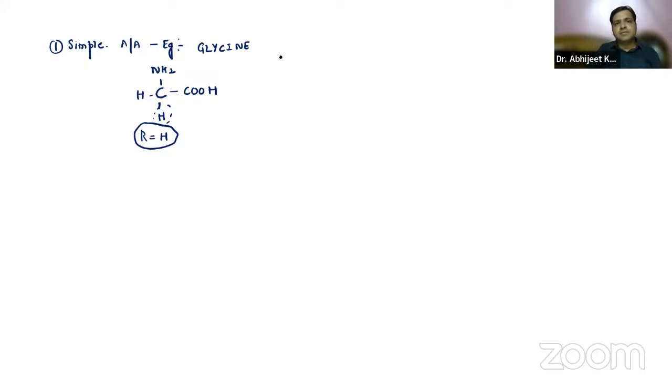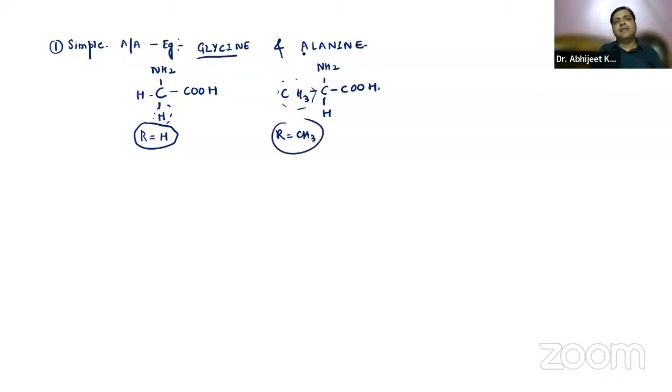So this is glycine. Secondly, we have alanine. Now, alanine has again the same structure. We have carboxylic acid, amino group, and hydrogen. And in addition to hydrogen, we have this methyl group, CH3. So here the R is CH3. So this is alanine. Glycine and alanine are the simple amino acids.